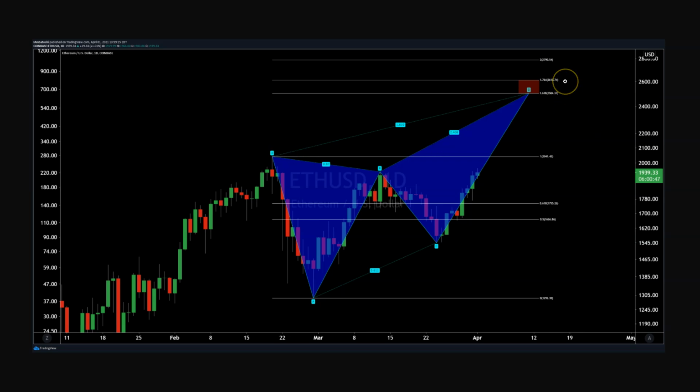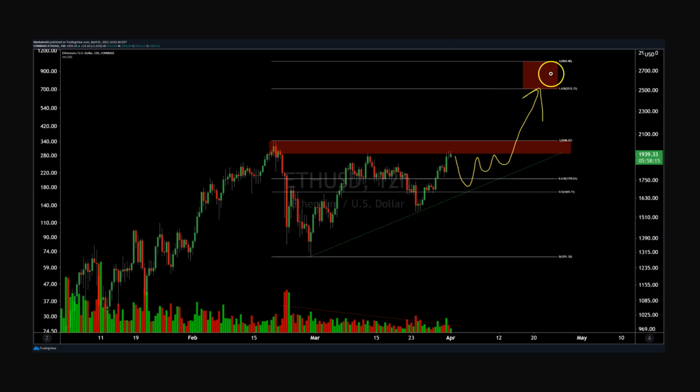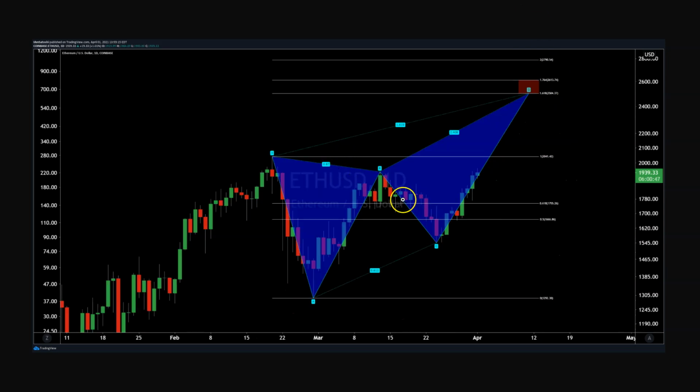I added the 1.764 fib just for fun to show what a stop loss may look like as far as tolerance for upside, while also keeping in mind, based on this ascending triangle that I showed, there's a pretty wide range here as far as targets are concerned. Nevertheless, all this stuff's pointing up. Obviously, it's a fib extension, so of course it's going to point up.